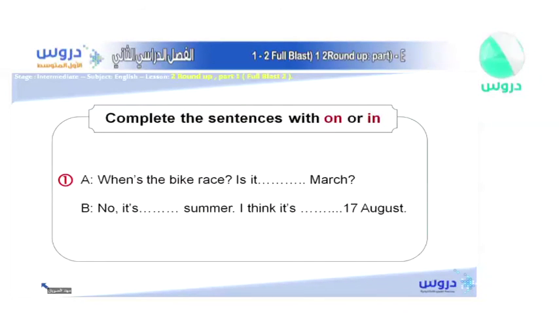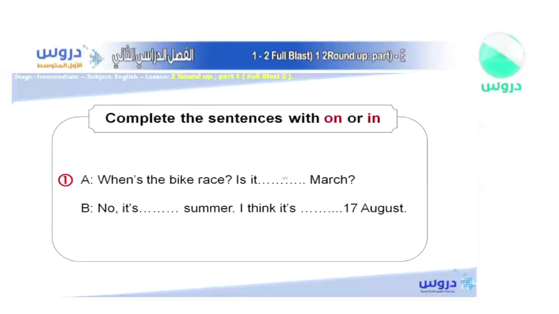Let's complete with in and on. I believe it's quite easy. On the first one, as you can see here, is the bike race. It is... And then we have March. March is not specific, it's the whole month, not a specific day. So when we speak about the whole month, we use the word in. That's right, in March. Why is that? Because it's the whole month, 31 days.